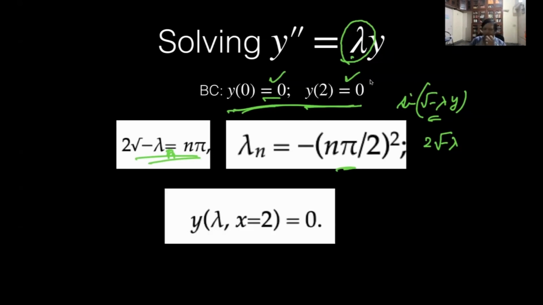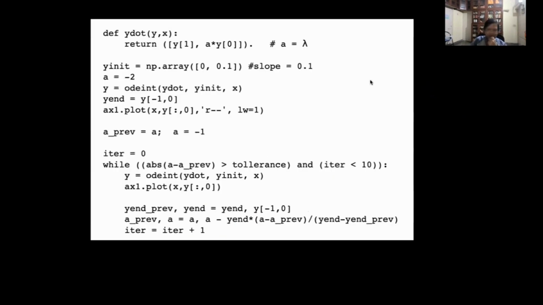So the idea here is again to use one of the root finders, iteratively. What I want to solve is: the value of y at x equal to 2, for a given lambda, is 0. So find the lambda which satisfies this, and you can iterate to the correct value of lambda. So this is the code. Here I use the secant method.